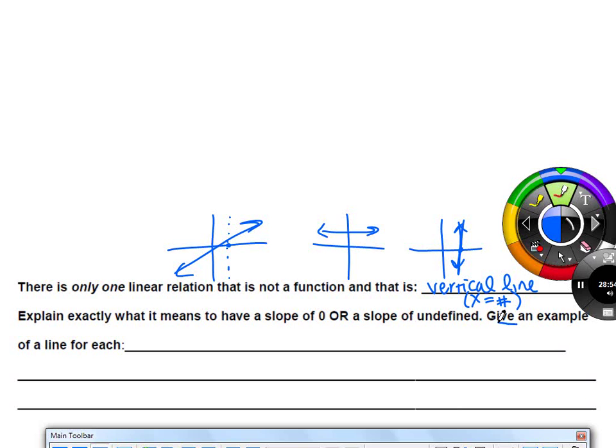Notice it says to give an example. So you need to state for yourself what it means. Slope of 0 means this. Undefined slope means this. Give an example of each. That's going to go back to those x equals, y equals equations. We already matched up horizontal and vertical, so look back through if you have to. Okay?